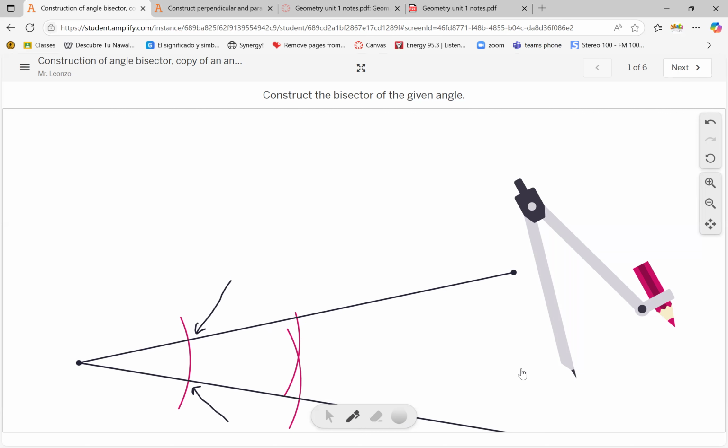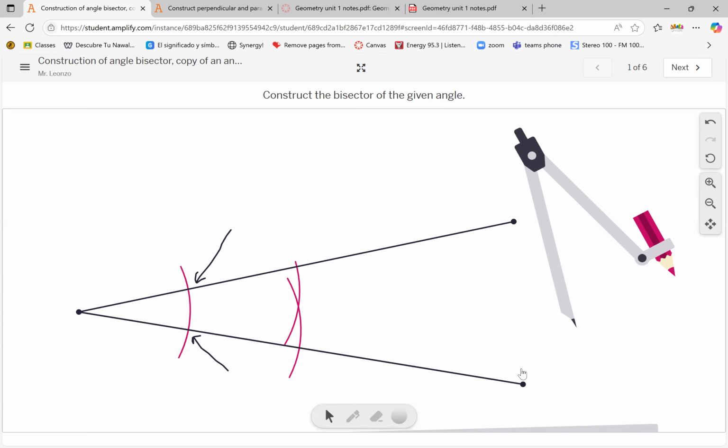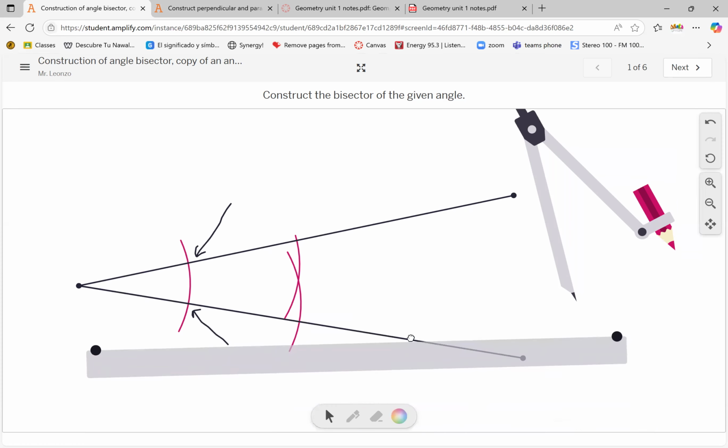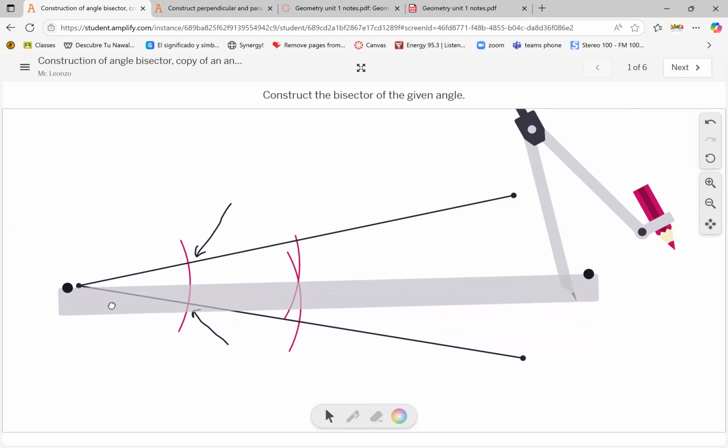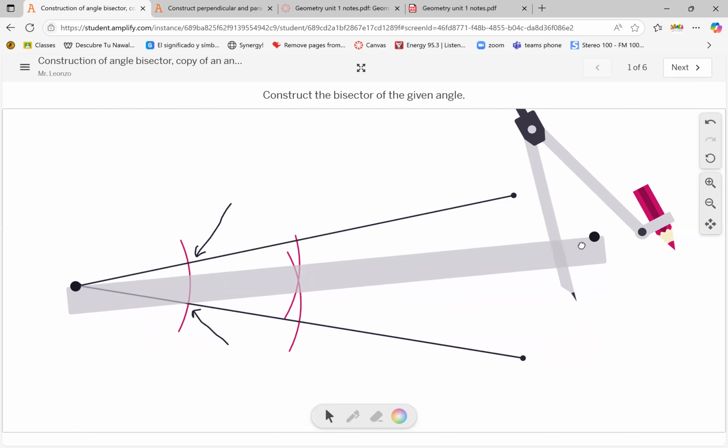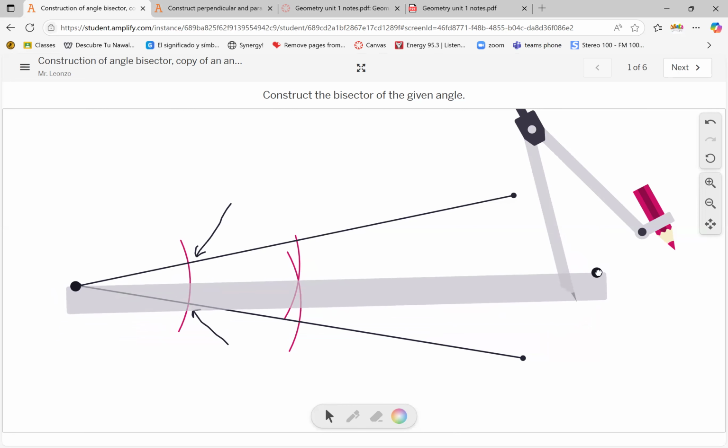Now let me grab my ruler, my straight edge. I really want to connect a line that connects the vertex of the angle and the intersection of my arcs. So move your ruler as needed. Actually, I'm going to move my ruler about there. So again, I want to connect the vertex of the angle and the intersection of my arcs.